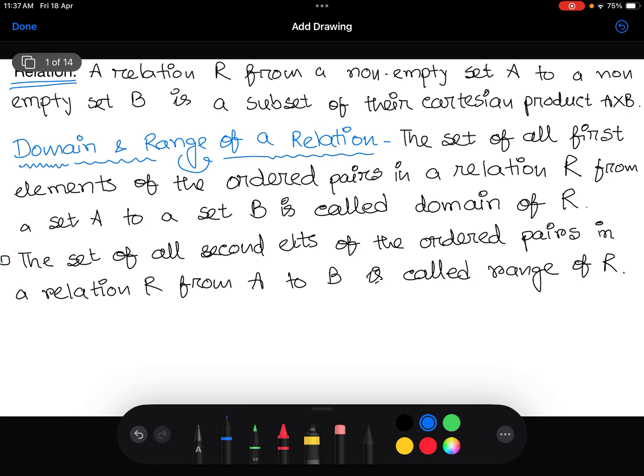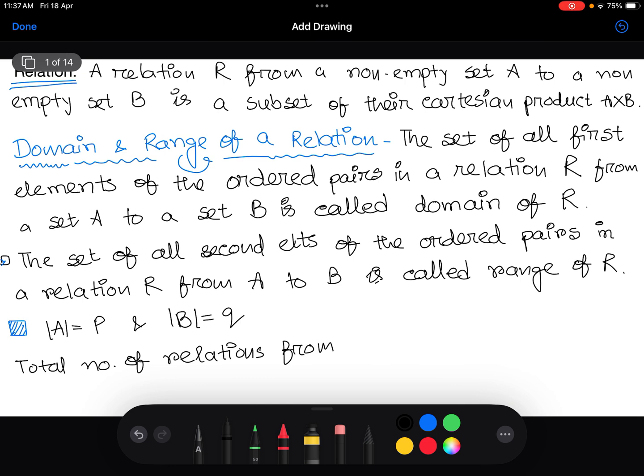Now let us see one more thing. Suppose we have two sets, A and B, and let the cardinality of A be P and the cardinality of B be Q. Then the total number of relations from A to B is equal to 2 to the power PQ. That is what we need to know.